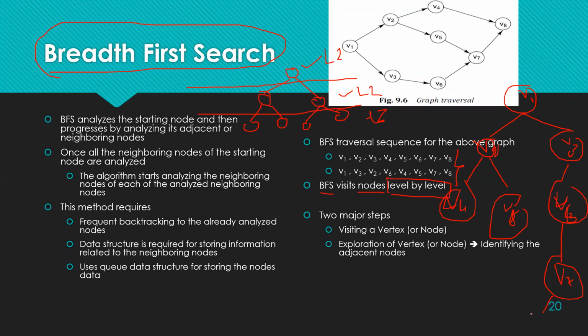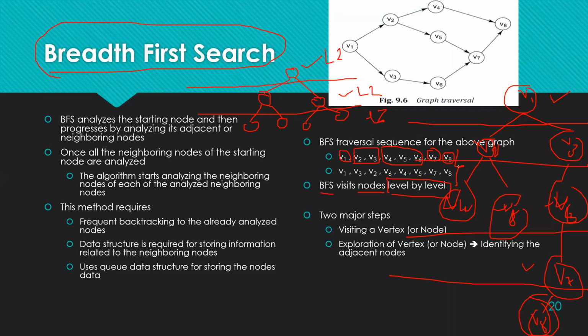For V7, who is the neighbor? It is V8. So here you can see that at first level, what am I having? I am having V1. At the next level, I am having V2 and V3. At the next level, I am having V4, V5, V6. At the next level, V7. At the next level, V8.